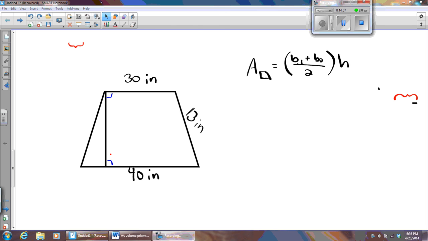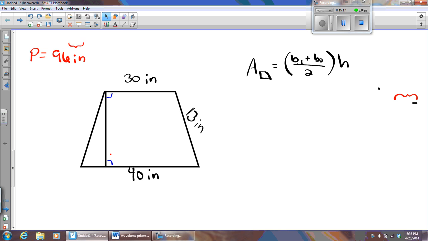Okay, there we go. All right, now, by the way, let's do perimeter first. Perimeter is so simple. Take a walk around the trapezoid. So this side is 40. That's 13, so I'm up to 53. Go 30 more, now I'm at 83, and now go 13 more, 96. So the perimeter is 96 inches.